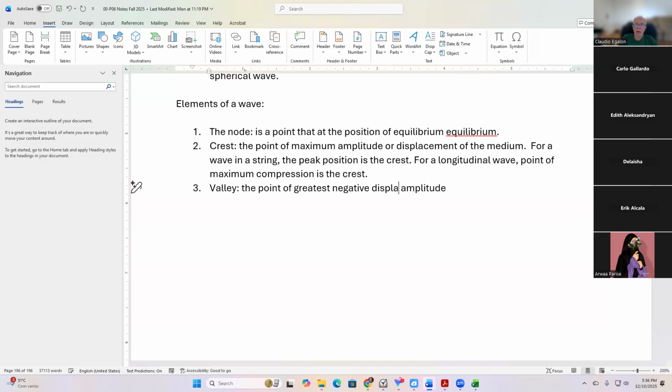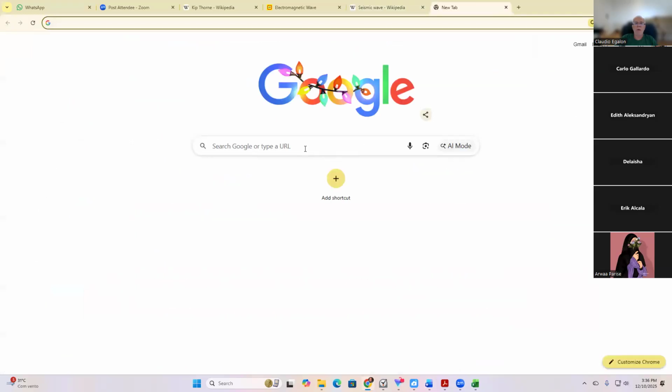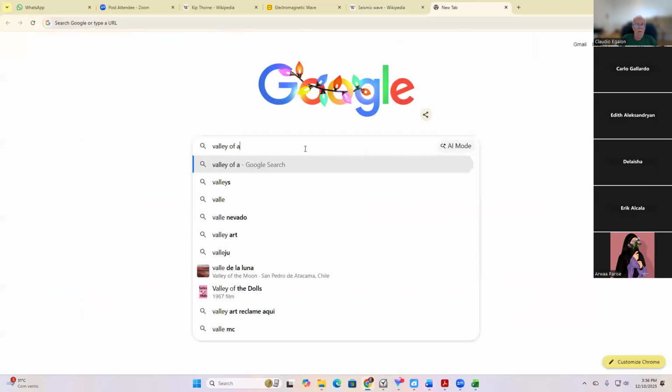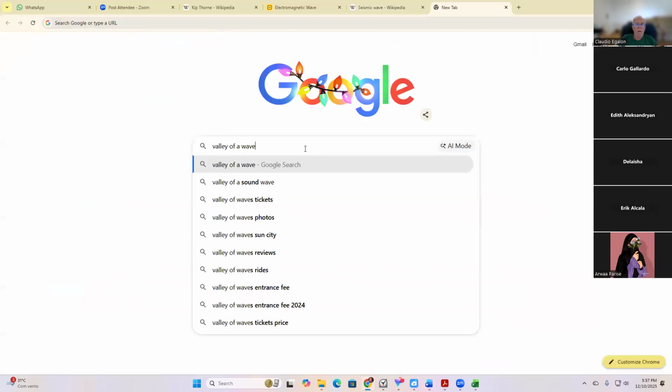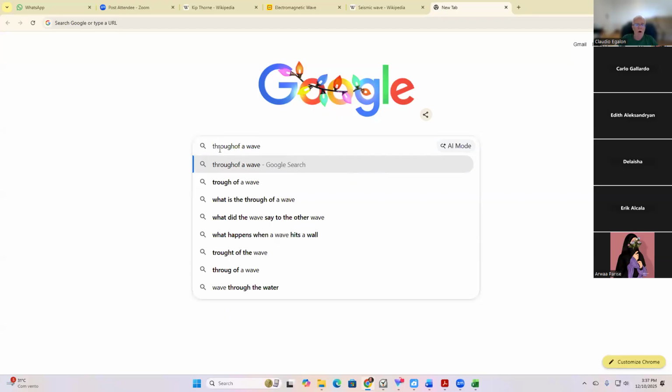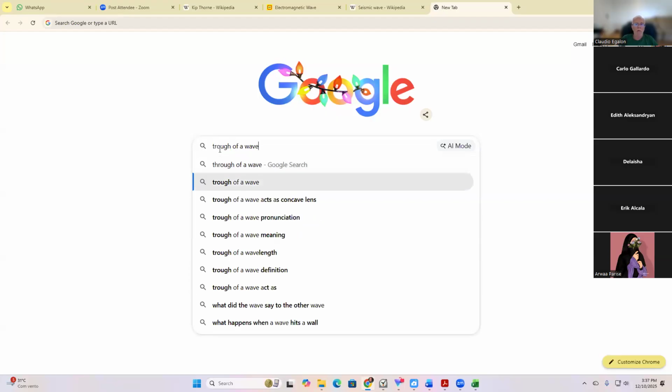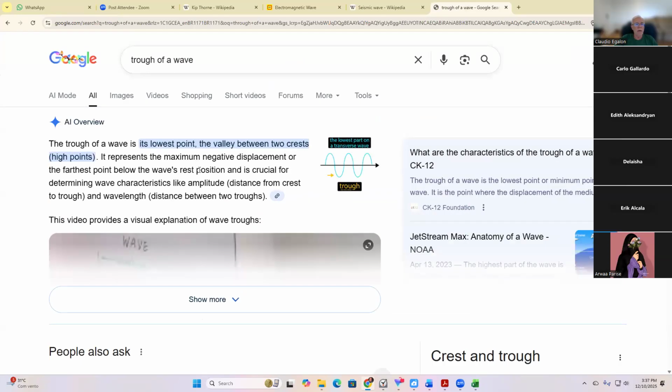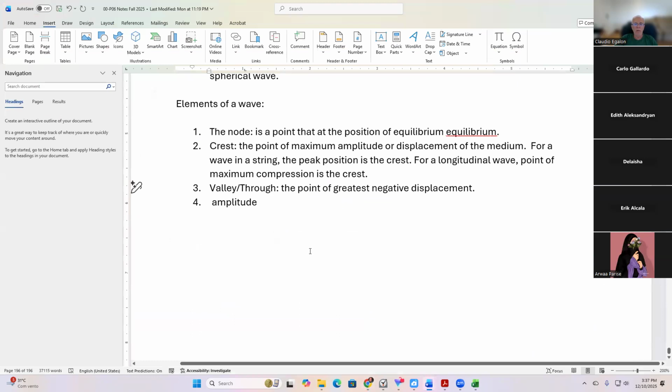Let's put it this way. Valley. They also call it a trough. Let me make sure it's a valley of a wave. Valley of a sound wave. I believe they also call it a trough. Yeah, trough of a wave. Right? Trough of a wave, the lowest point, the valley between two crests. Okay? Yeah, that's another word for this.